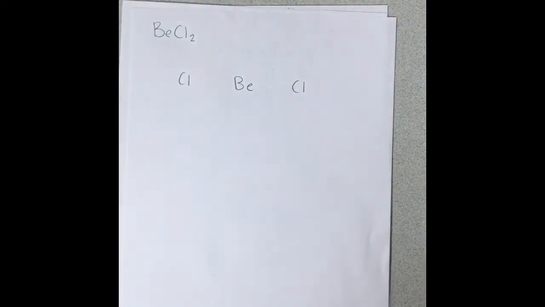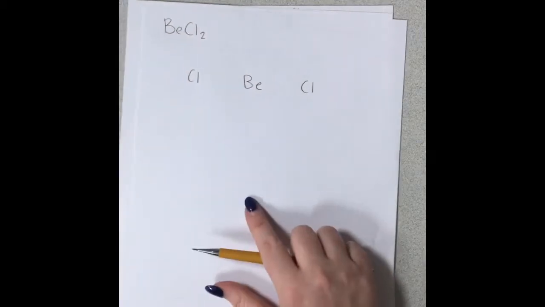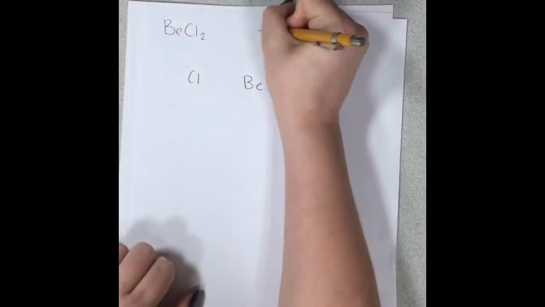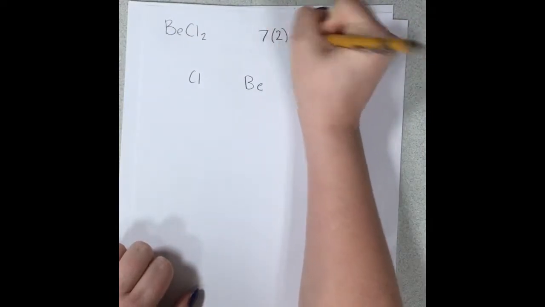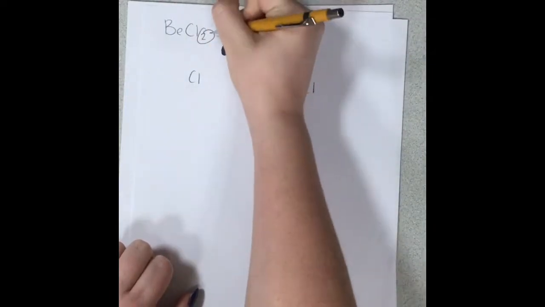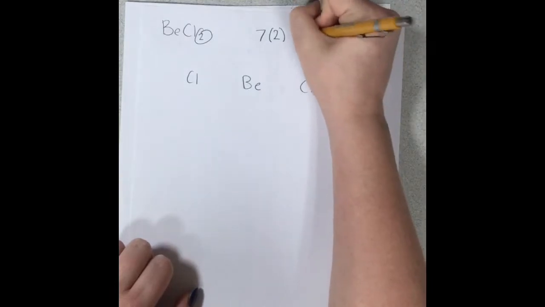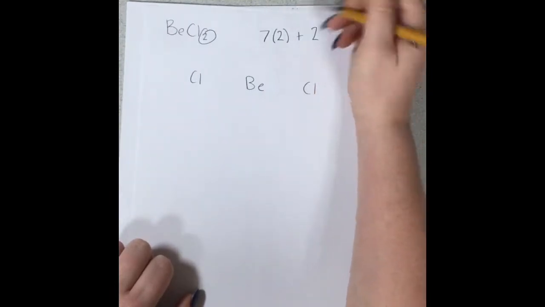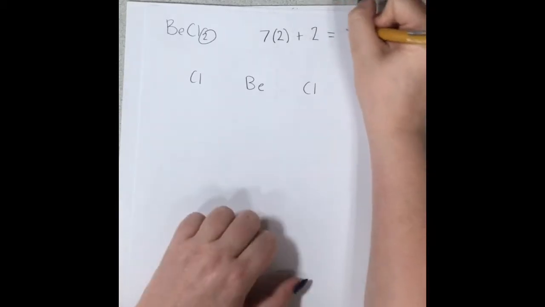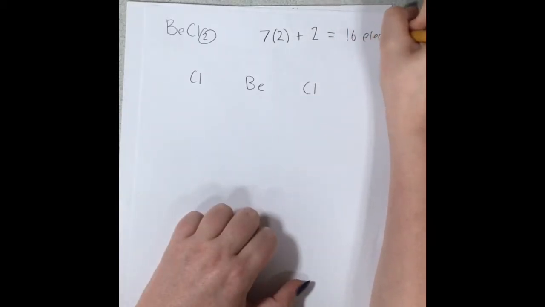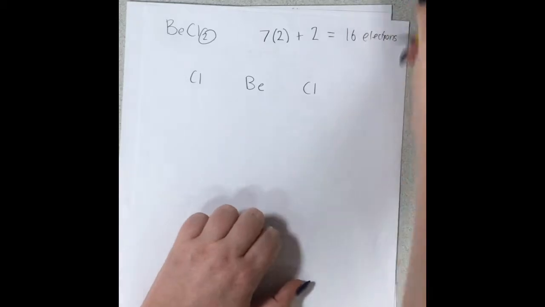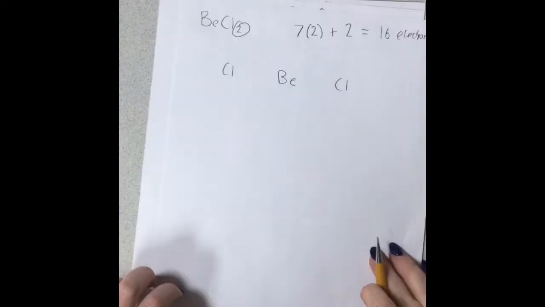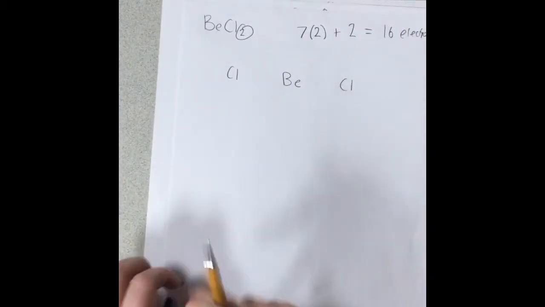Next, we need to determine the amount of electrons that will go into the Lewis structure. We know that chlorine has 7 valence electrons. We're going to times that by 2 because there are 2 chlorines in the molecule, and we're going to add the 2 valence electrons from beryllium, and that's going to give us 16 electrons that we will put into our Lewis structure.